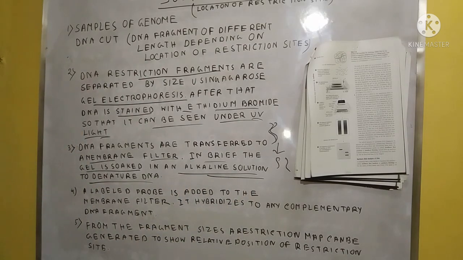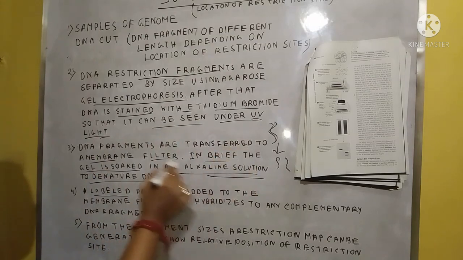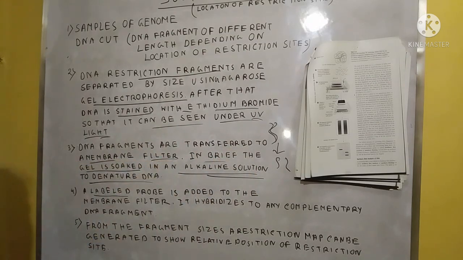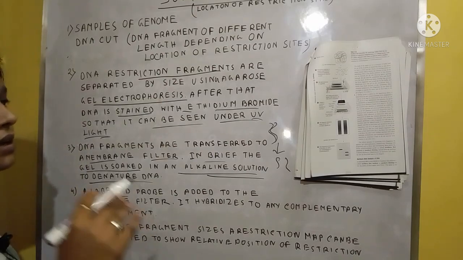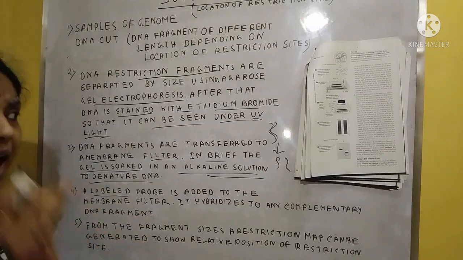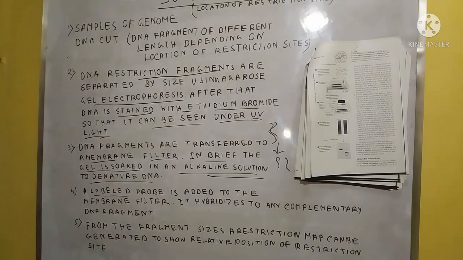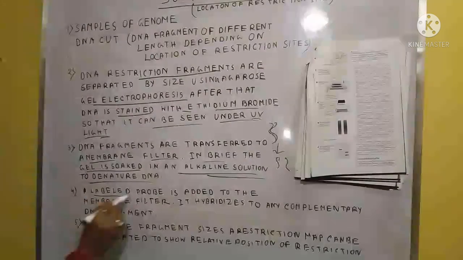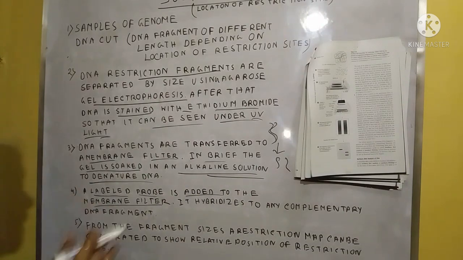Next, number 4, the labeled probe. Actually, all the DNA fragments that remain in the membrane filter are not labeled; they are unlabeled. For binding the unlabeled DNA with the labeled DNA, it identifies or recognizes the proper restriction sites, or the restriction enzyme locations. So what we have to do is add one labeled probe to the membrane filter. Clear? And what happens after that?